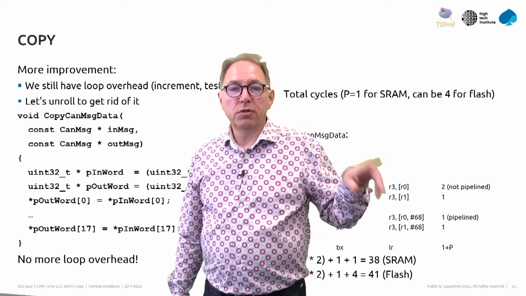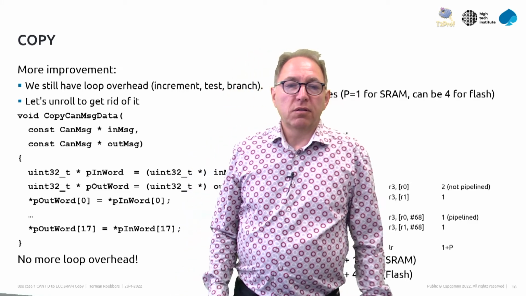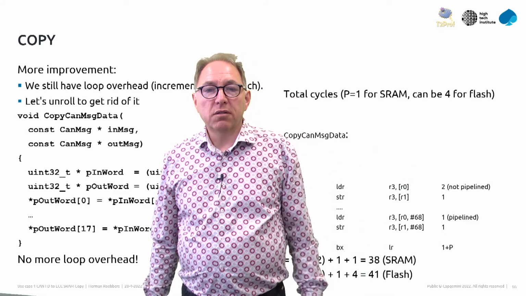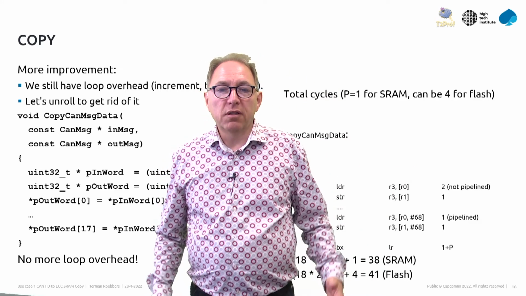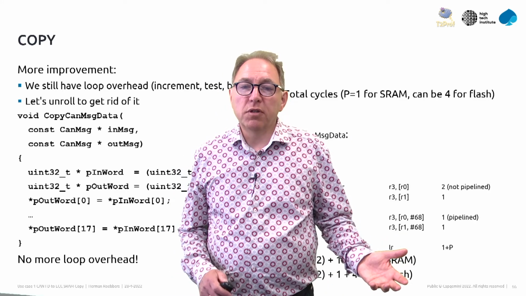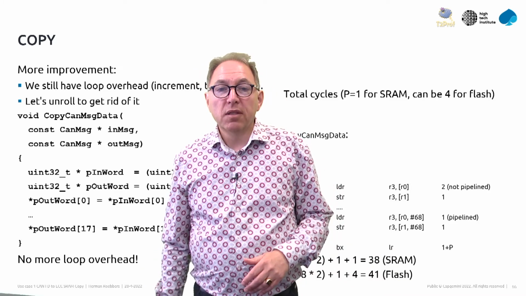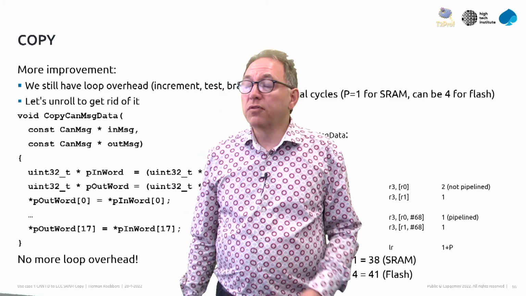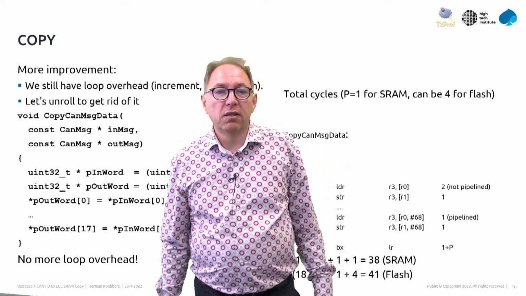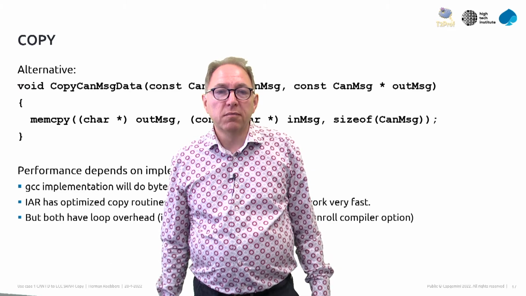And we have no loops. We just do 16 times this simple read-write action. And what we then end up with is 38 cycles if we run the code from SRAM, or 41 cycles if we run the code from Flash. And that's a lot faster than what we used to have, the 500 something. And the compiler actually does very nicely with this.